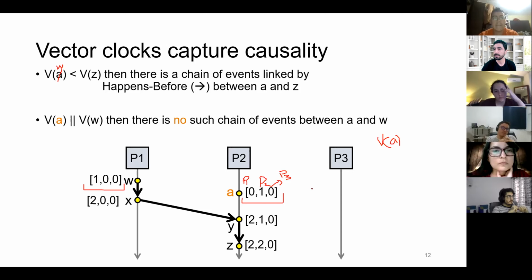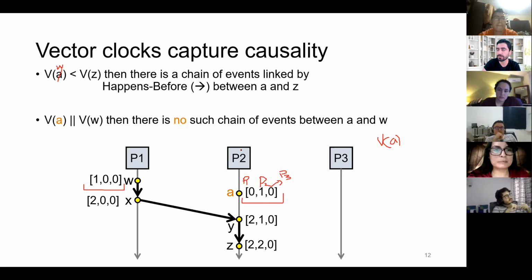Yes. The same for the second point, for concurrent. If I'm not mistaken, the other way works the same. If you know there is a chain of events between W and Z, you can conclude that vector Z is bigger than vector W. That's the question. It's just because that's a problem we already solved with Lamport clock.